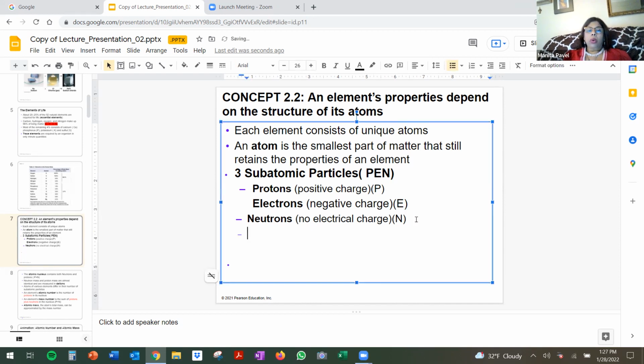Therefore, they are neutral, because they don't carry a charge. So the way you can remember it is P, proton, positive charge; electron, negative charge; and neutron, N, no charge. Therefore, because they carry no charge, they are neutral. Okay.